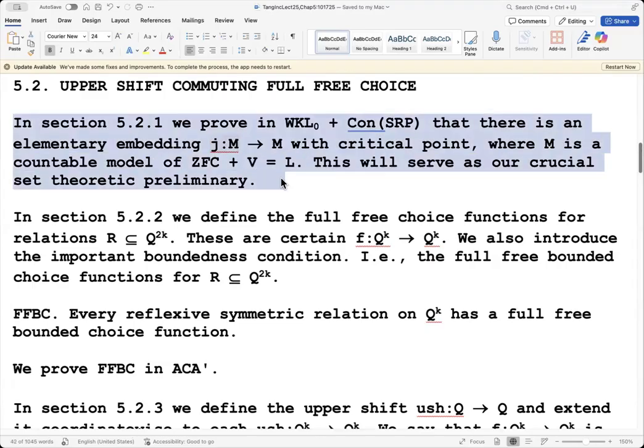It's perhaps vaguely in the folklore. I'm not 100% sure whether I can get a reference for this, but I've sketched this out in various other things that I've done and thrown away. Now I have to bring this back. This is equivalent to WKL0 plus Con SRP: that there's an elementary embedding from some countable model of ZFC plus V equals L into itself. This is a non-omega model.